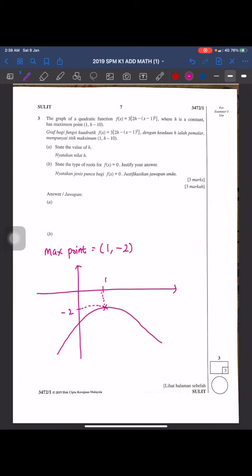So from this sketching, kita nampak graf kita tidak memotong paksi X, betul? Di sini kita boleh katakan, type of roots is no roots. There is no roots because the graph did not intersect X axis. Ini adalah cara yang kedua yang kita boleh guna untuk selesaikan part B.